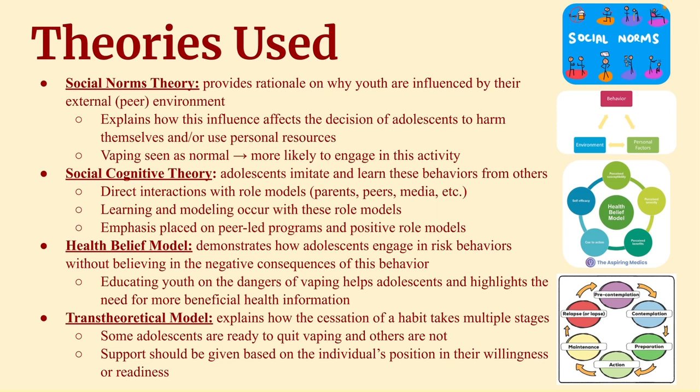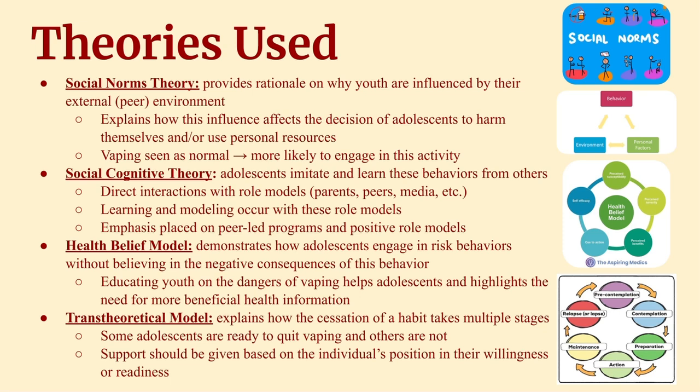So here is the summary of the theories that were utilized. One theory that was used was the social norms theory, and this theory provides rationale on why youth are influenced by their external or peer environment. This theory explains how this influence can affect the decision of adolescents to harm themselves and or use their personal resources. If adolescents see vaping as normal, they are more likely to engage in this activity.